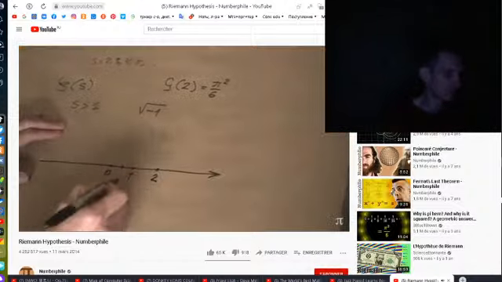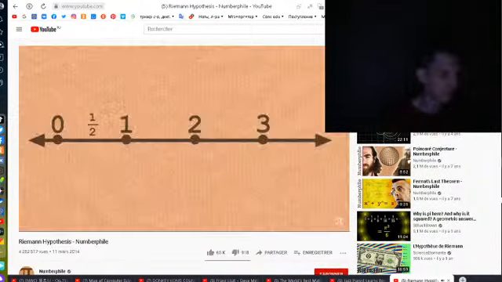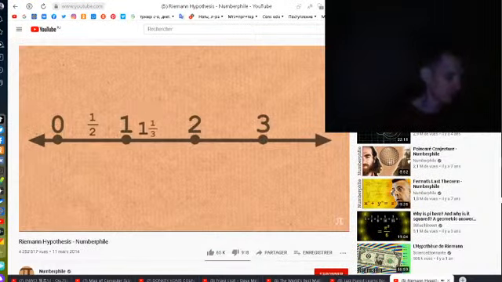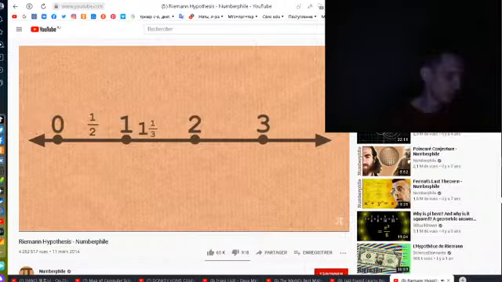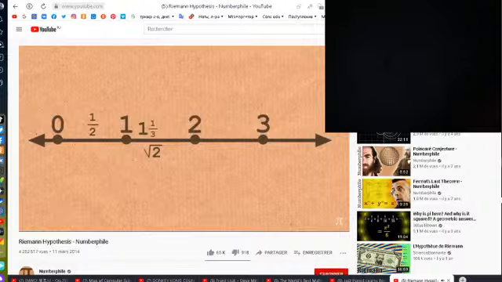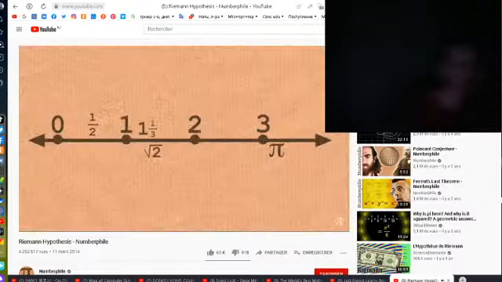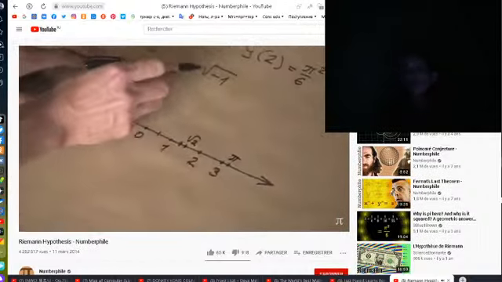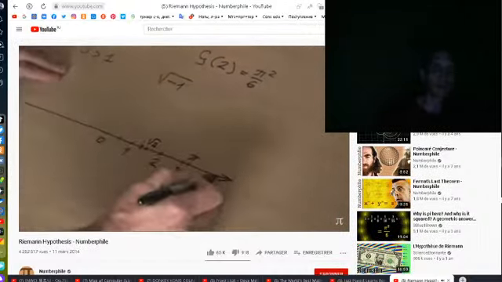For example, 1/2 is exactly the middle way between 0 and 1, and say 1 and 1/3 would be sort of a third of the way between 1 and 2. But then you also have things like square root of 2, for example, somewhere here, and then there is pi, which is just to the right of 3. So all real numbers live here. Square root of negative 1 cannot be found anywhere on this line.